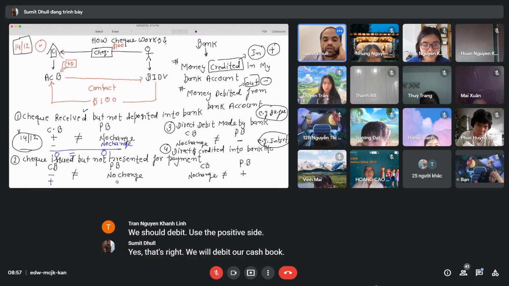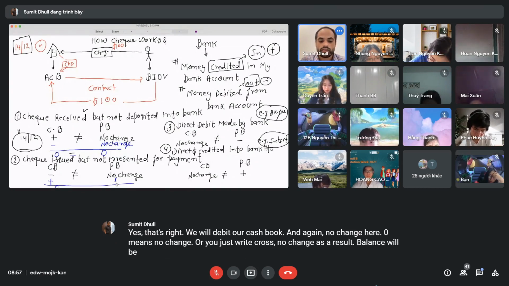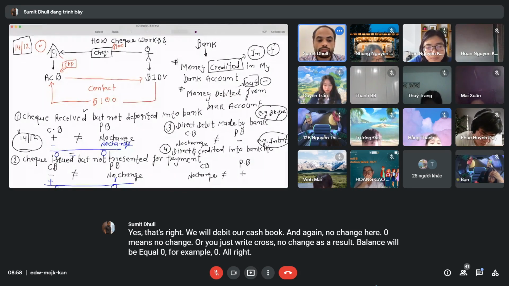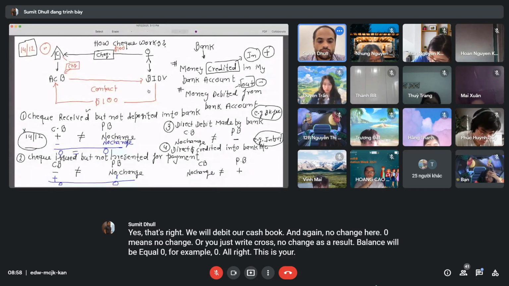And again, no change here. Zero means no change, or you just write a cross, no change. As a result, the balance will be equal, zero, zero. Everybody okay with number 2?